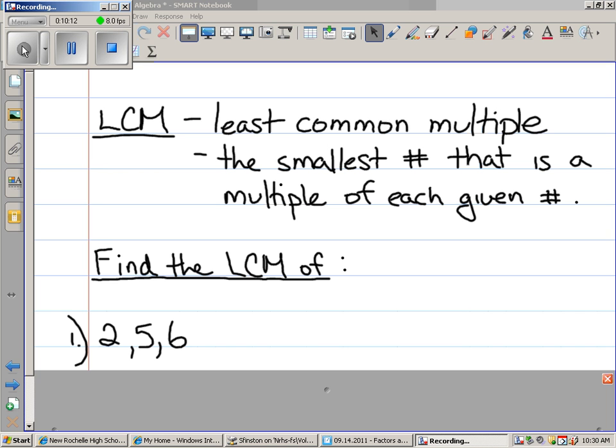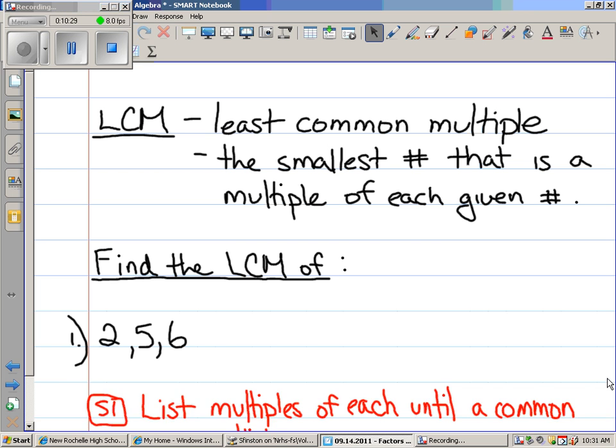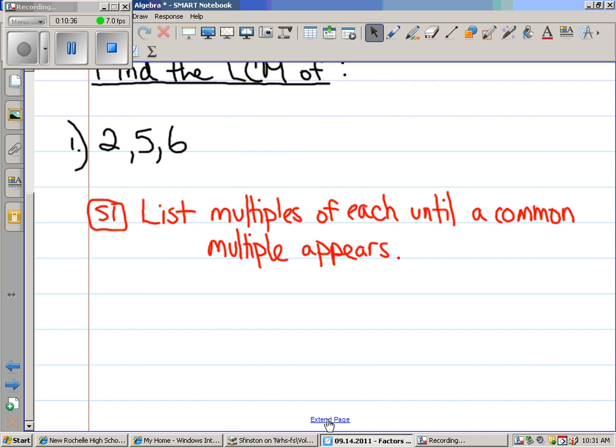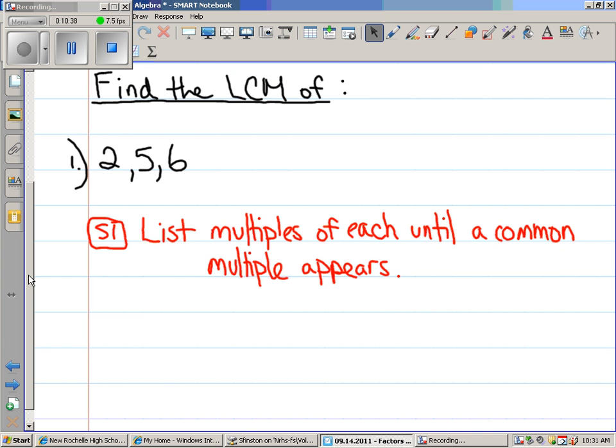If you want to think of it, we've got to find the smallest number that 2, 5, and 6 are factors of. Does anybody know it off the top of their head? 30? Well, we're going to find out. To be honest with you, the only way I know to find the LCM is to literally list multiples of each number until the smallest common one appears.